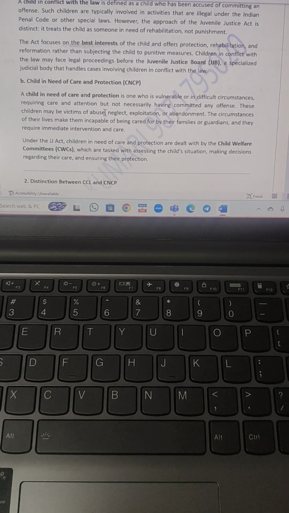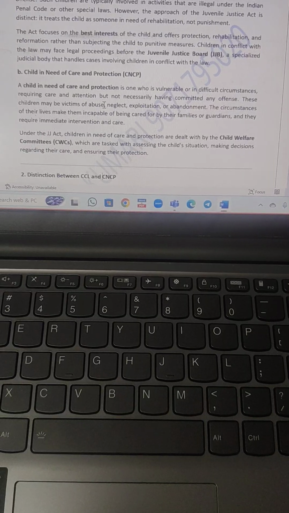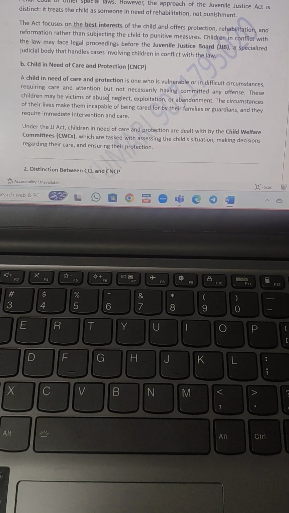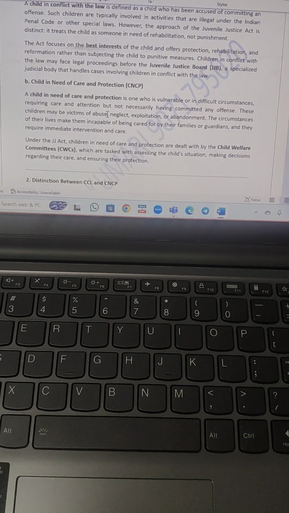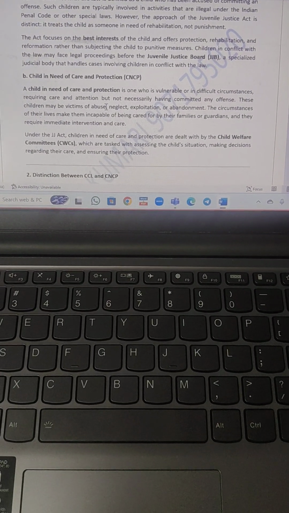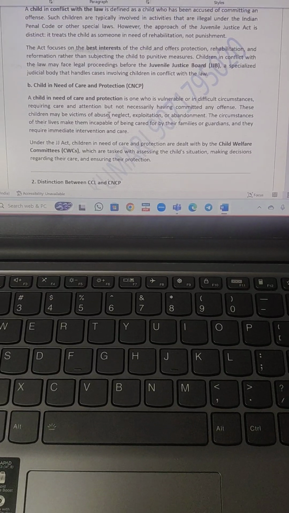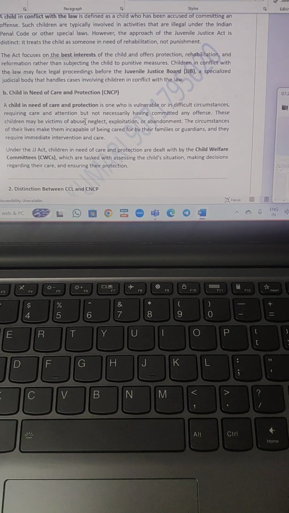So under the JJ Act, children in need of care and protection are dealt by the Children Welfare Committee, please underline, which are tasked with assessing the child's situation, making decisions regarding the care and ensuring their protection.